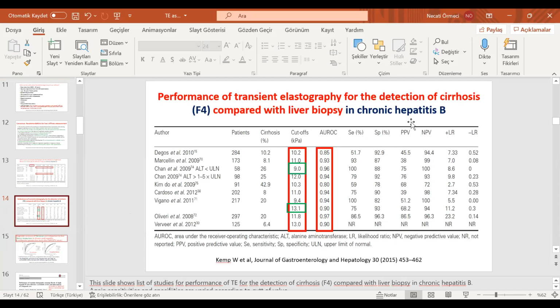Again, in chronic hepatitis B patients, for F4 fibrosis, when you accept the cutoff value, as you see, different authors have different cutoff values. For example, you can accept a cutoff of 9, and in those patients, sensitivity is 100% and specificity 88%. If you accept a cutoff of 13.1, then in these patients sensitivity is 75% and specificity 93%.